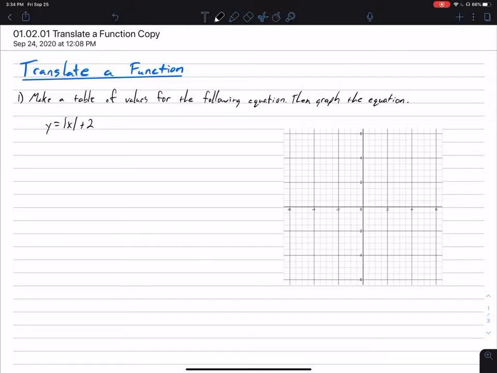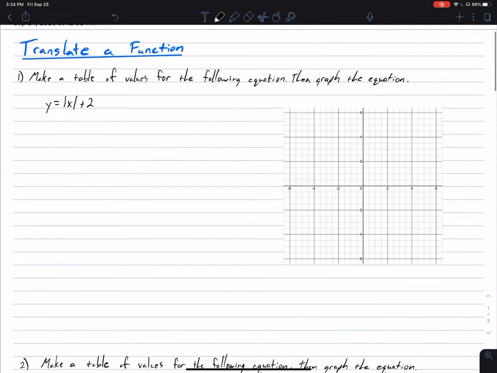In this video, we're going to look at translating functions, look at vertical shifts, horizontal shifts, and things like that. So in number one, they're telling us to make a table of values for the following equation and then graph that equation. So here we have y equals the absolute value of x plus 2, and this plus 2 is basically what's going to cause our shift.